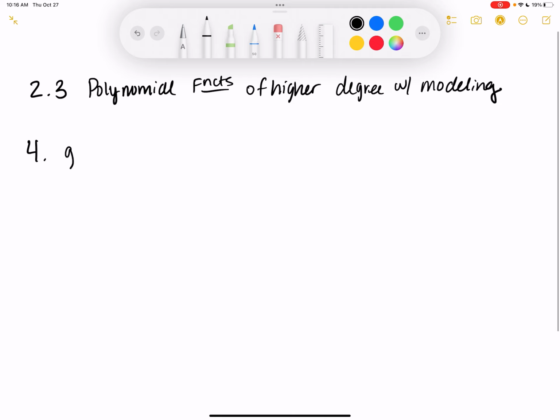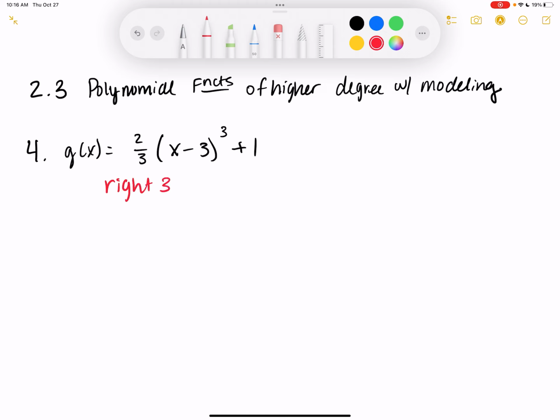g of x equals 2/3 times (x minus 3) cubed plus 1. So what's happening here? We go right 3, up 1. Right 3, up 1. And it's compressed.